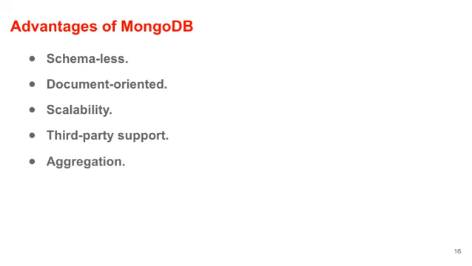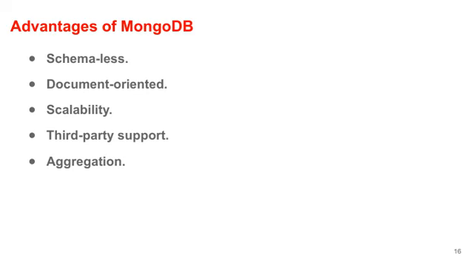First, it's schemaless, which means you don't have to define a rigid structure up front. This offers a lot of flexibility when your data models are evolving or not fully defined yet. Next, it's document-oriented, so data is stored in flexible, JSON-like documents that are easy to work with and intuitive to understand. Scalability is another major benefit.